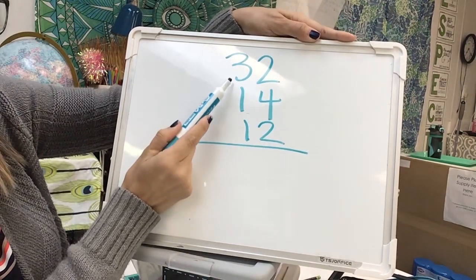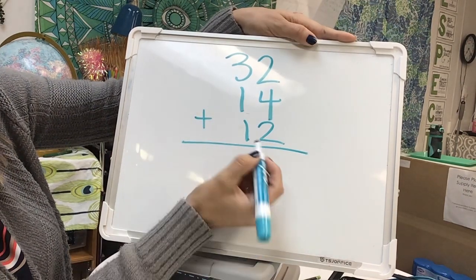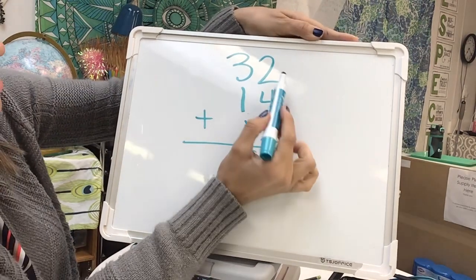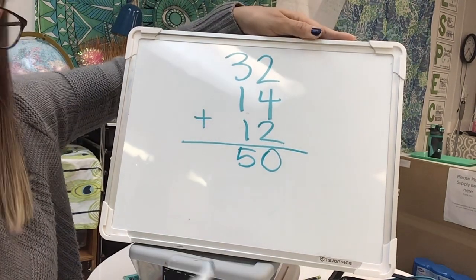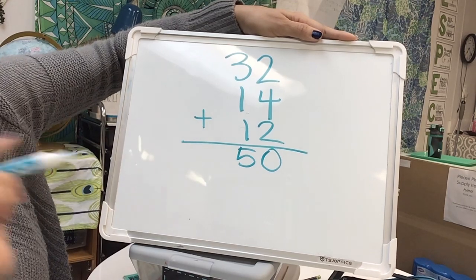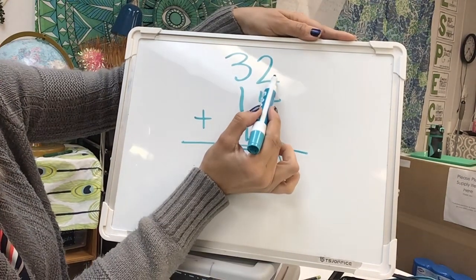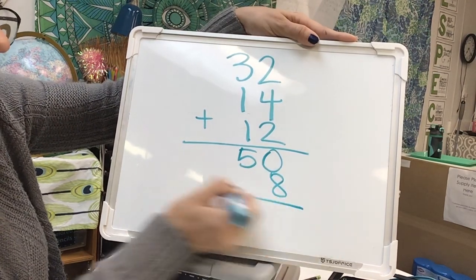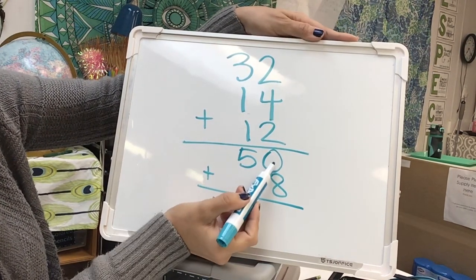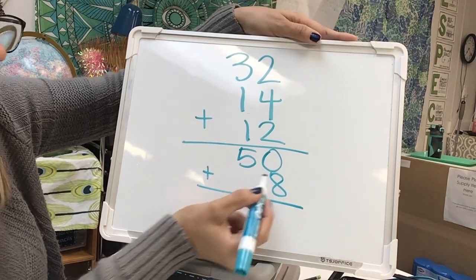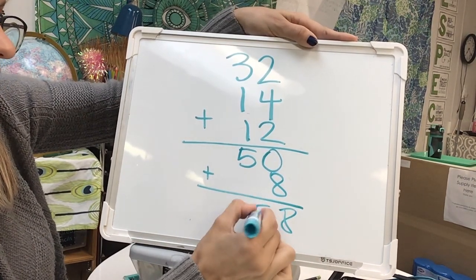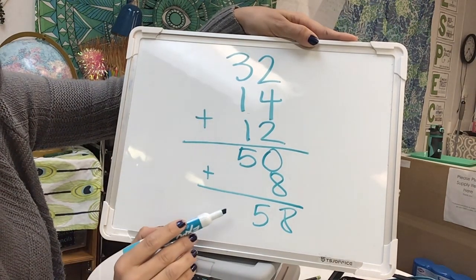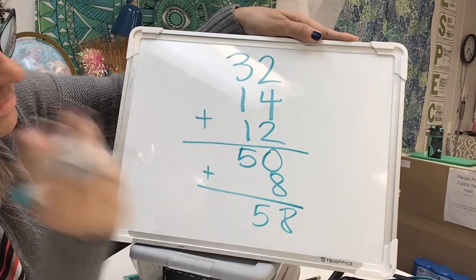Again, I'm starting with my tens. 3 plus 1 plus 1 more gives me 5 tens, which has the value of 50. Here I don't have anything that's going to be a compatible set that equals up to the next 10, so I'm just going to add 2 plus 4 plus 2, which gives me a value of 8. So I'm making sure to put the 8 right underneath that 0 because they're both in the ones place. The sum of 32, 14, and 12 is 58.